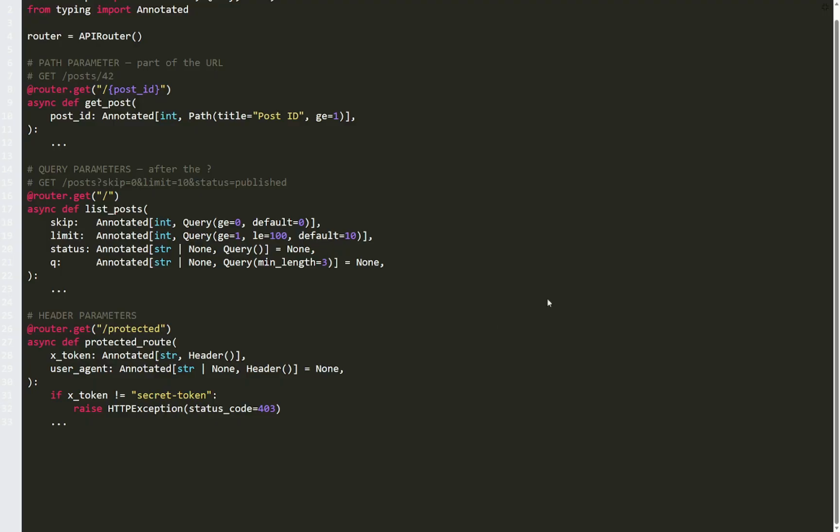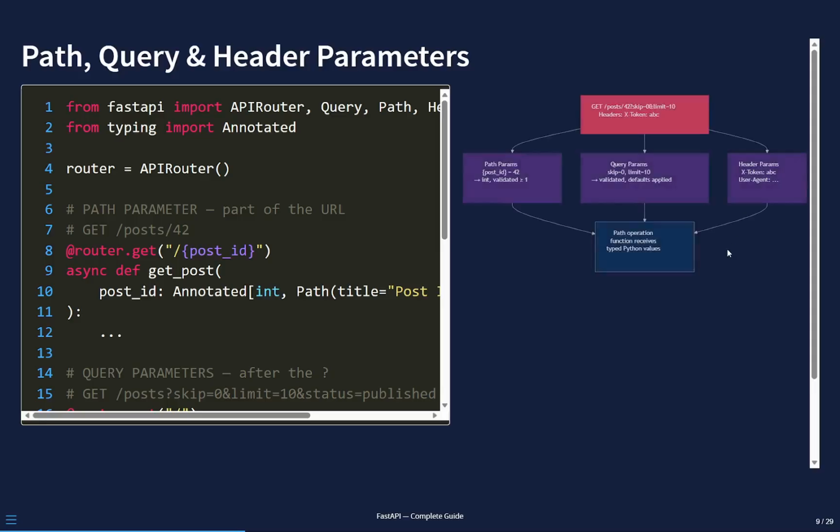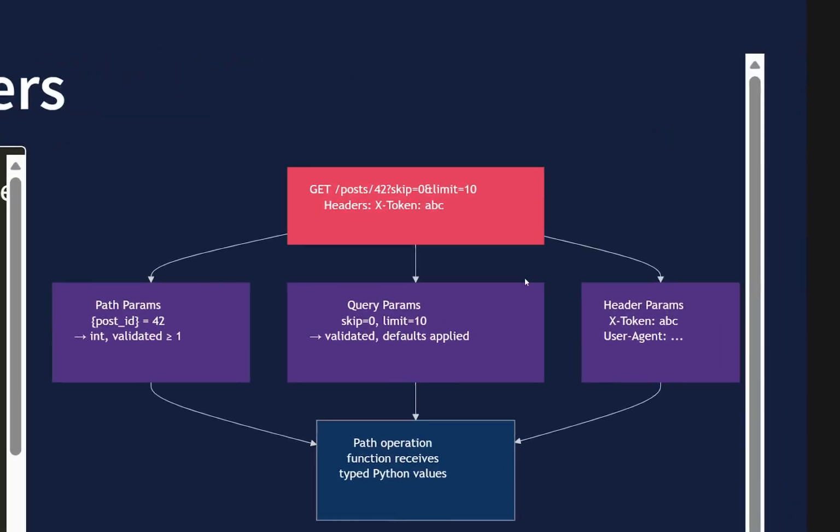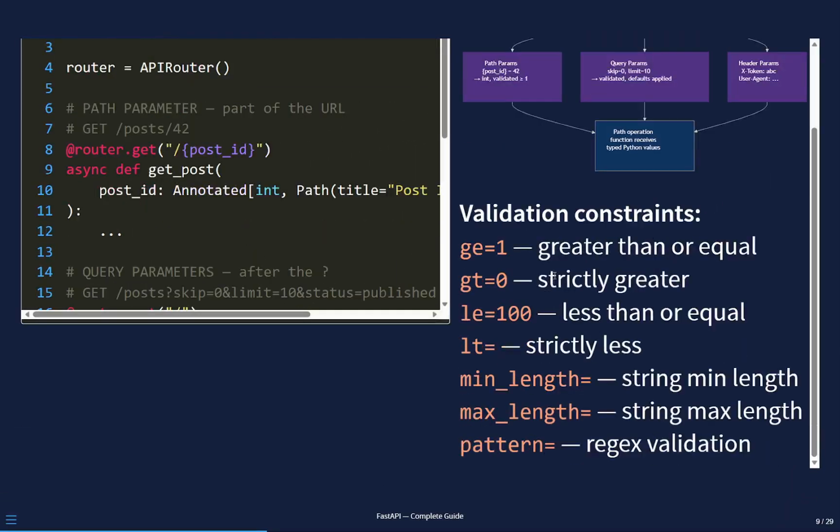Click. The diagram shows the 3 extraction paths clearly. The raw URL and headers come in. FastAPI routes each value to the correct extraction function, and they all arrive at the path operation as validated, typed Python objects. Click. The validation constraint list is your toolkit. gt, ge, lt, le for numeric bounds, min_length, max_length for strings, pattern for regex validation. All declared inline, all enforced automatically, all documented in Swagger UI without any extra work.